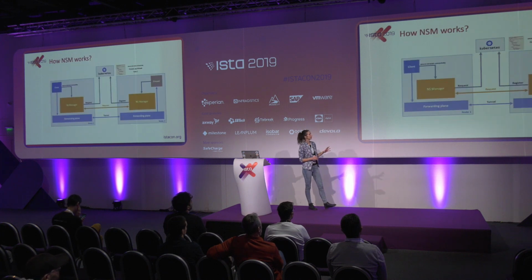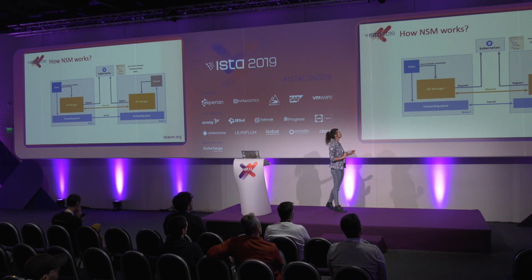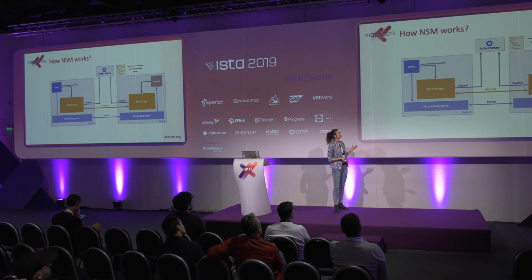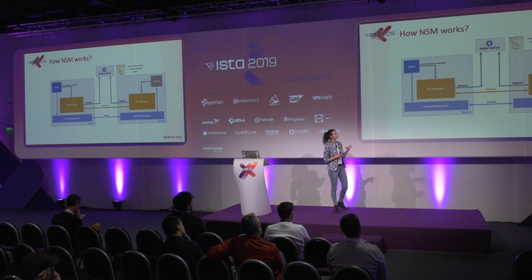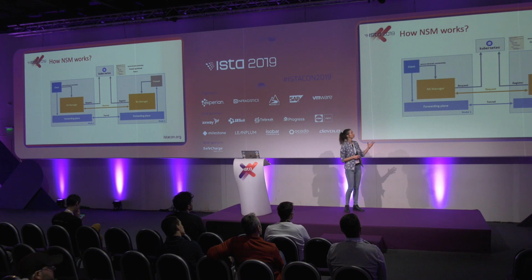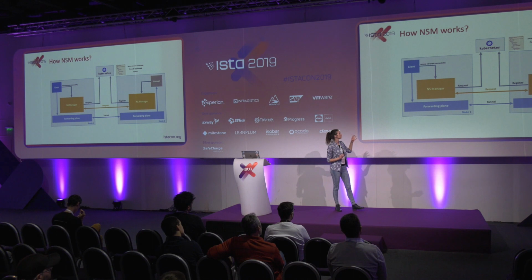In a bit more detail, there are two main building blocks within NSM. Those are the NS manager and the forwarding plane. They live in every node of your system. And the Kubernetes API server serves as a registry for network services. How the communication happens: you deploy your network service YML to the Kubernetes API server, and the whole topology is registered there. Then you have your client and endpoints.